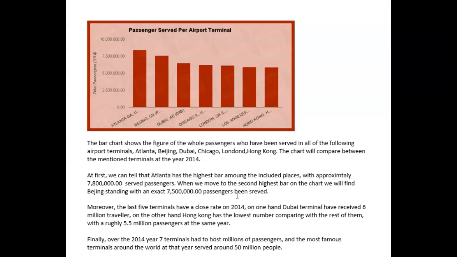Moreover, the last 5 terminals have a close rate on 2014. On one hand, Dubai terminal have received 6 million traveler. On the other hand, Hong Kong has the lowest number comparing with the rest of them, with a roughly 5.5 million passengers at the same year. Finally, over the 2014 year, 7 terminals had to host millions of passengers, and the most famous terminals around the world at that year served around 50 million people.